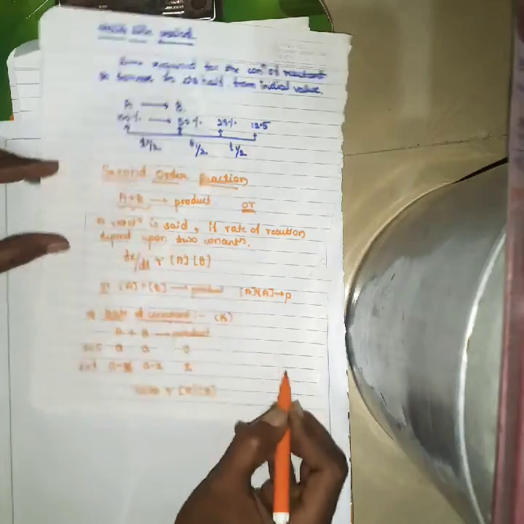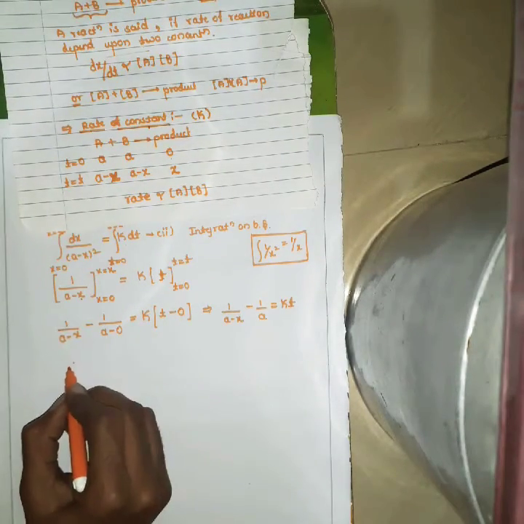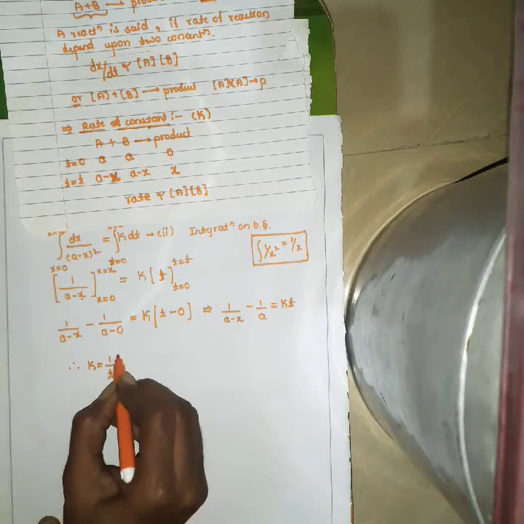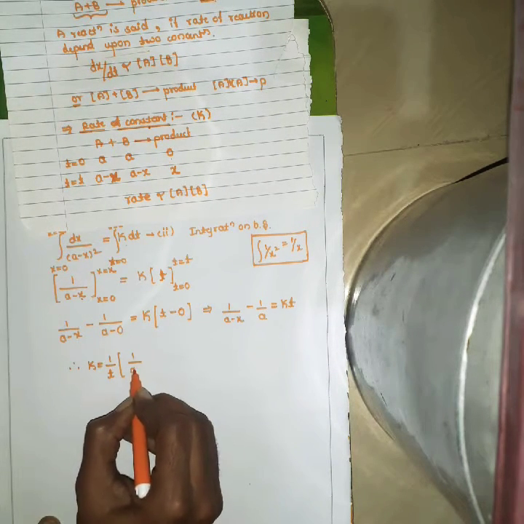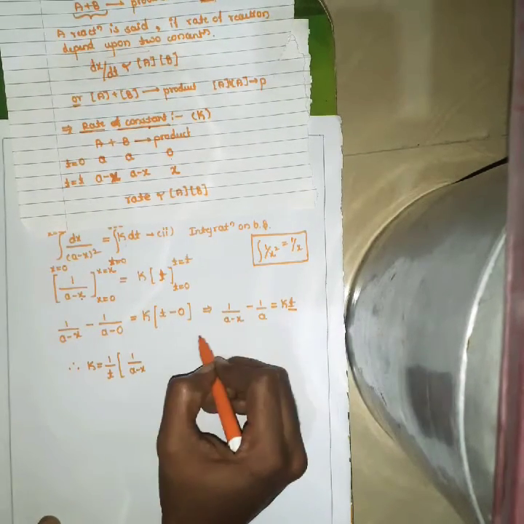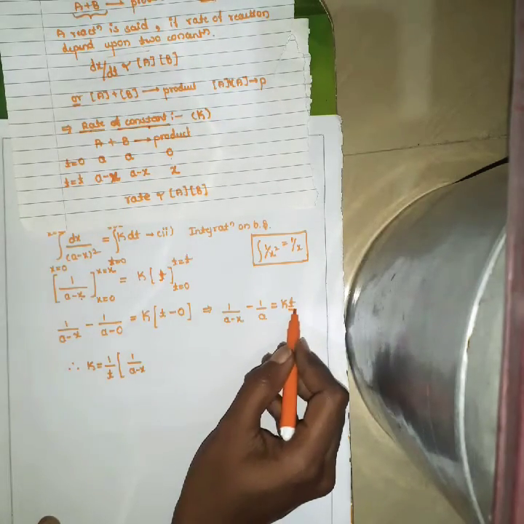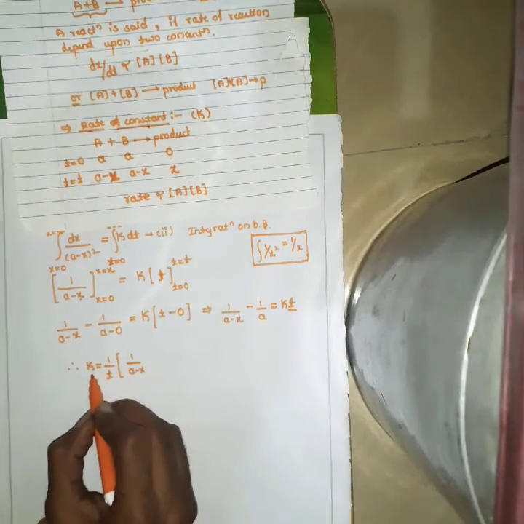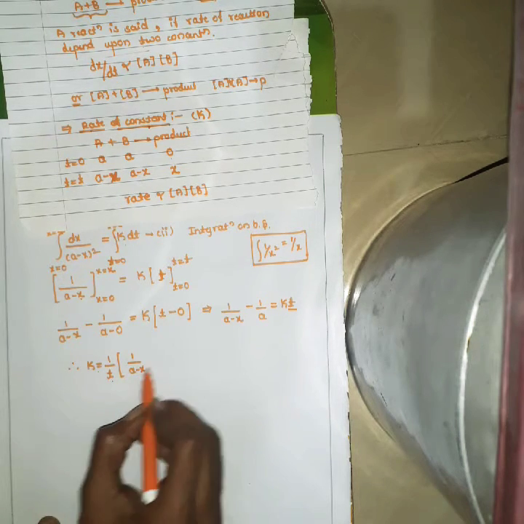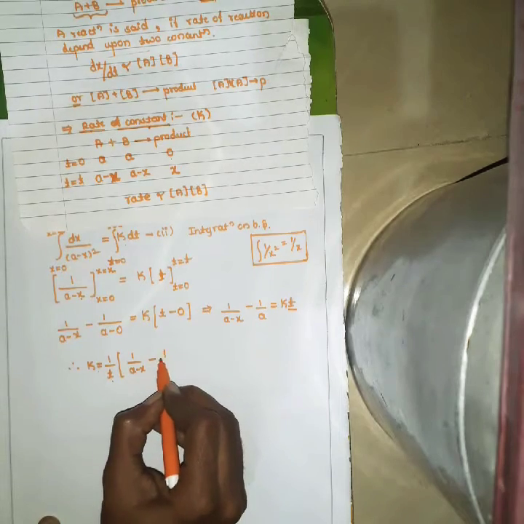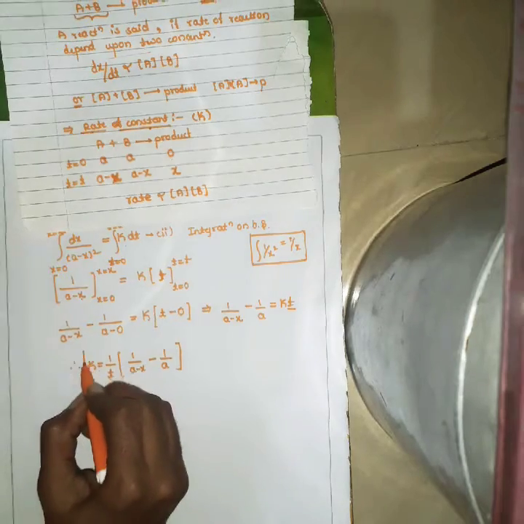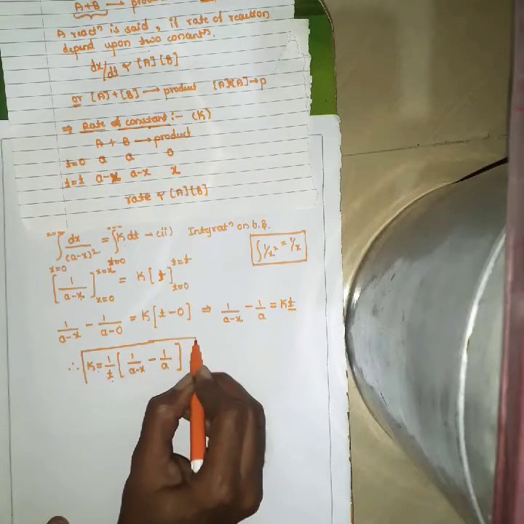This is given by k. Therefore, k is equal to 1 divided by t into 1 divided by (a minus x). We have to take t to the opposite side, so it becomes k is equal to 1 divided by t into [1 divided by (a minus x) minus 1 divided by a]. This is the rate constant for a second order reaction.